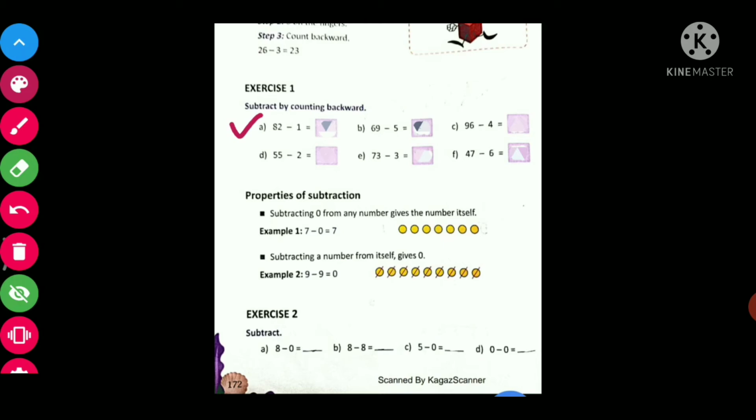The first one is 82 minus 1. That means 82 is the number, and how many steps do we have to go in backward direction? 1 step, because we have to subtract 1. So we'll start from 82, but will not count 82. After 82, just move 1 step back. What will you get?